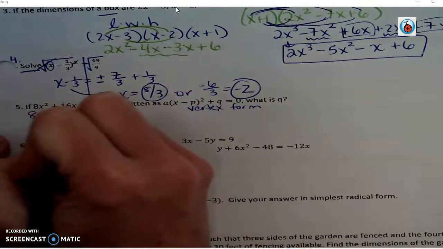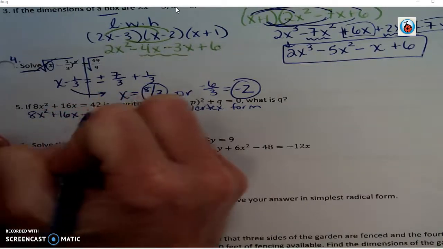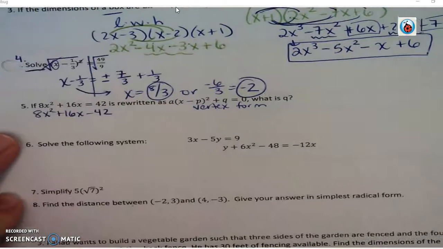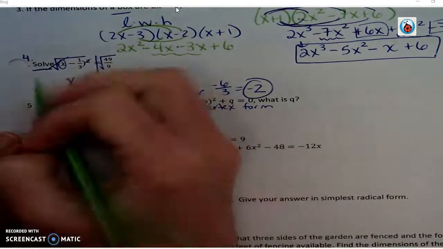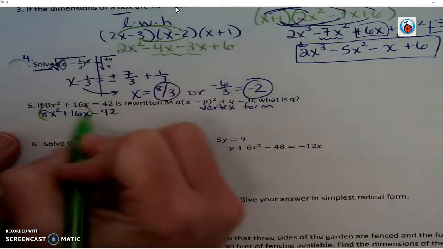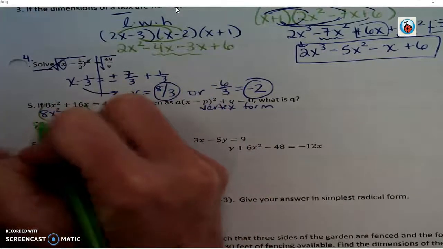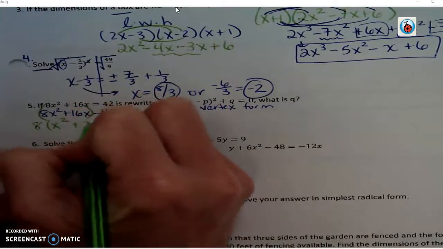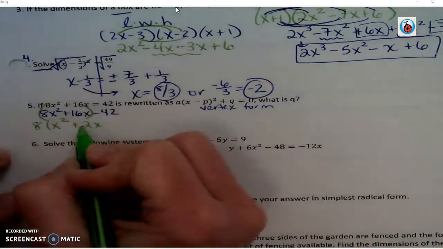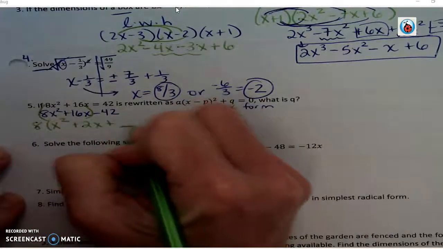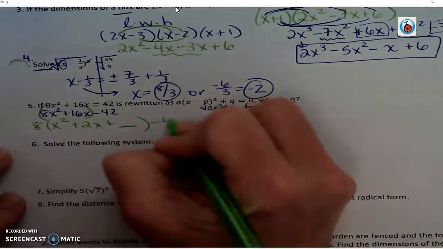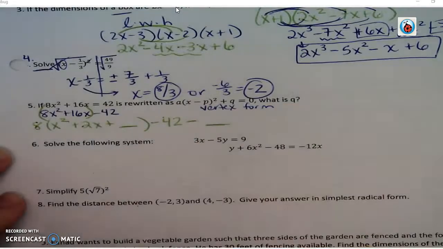First thing I do is move over the 42, so it becomes negative 42. Then you group the first two, and you have to pull out the 8. So you're left with x squared plus 2x. 16 divided by 8 is 2. Then you do plus a blank, minus 42 minus a blank.